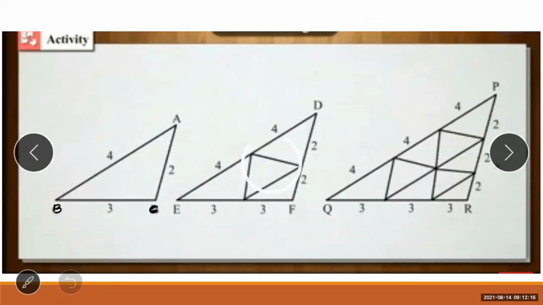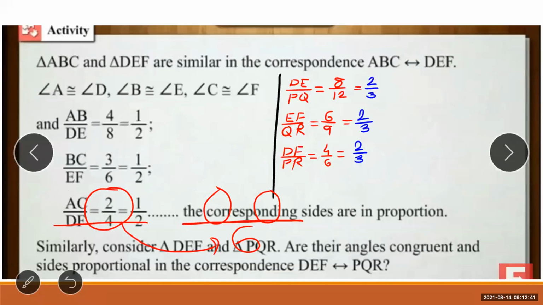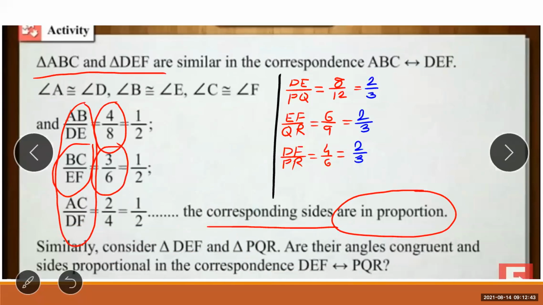BC by EF. That means 3 divided by 3 plus 3. The total length from E to F will be 3 plus 3, that is 6. Okay, so 3 divided by 6, we will write it as it is. We will place the value, 3 divided by 6.